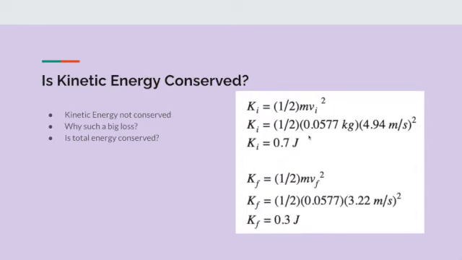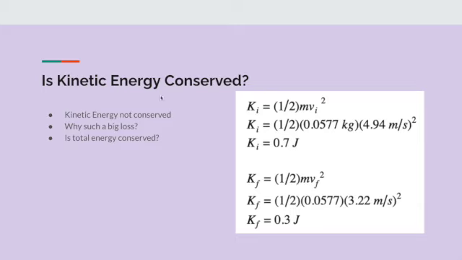Using the initial and final velocities I calculated on the previous slide, I calculated the initial kinetic energy of the ball and the final kinetic energy of the ball after collision. As you can see, kinetic energy within this collision was not conserved. However, this does seem like a large loss for such a small collision.